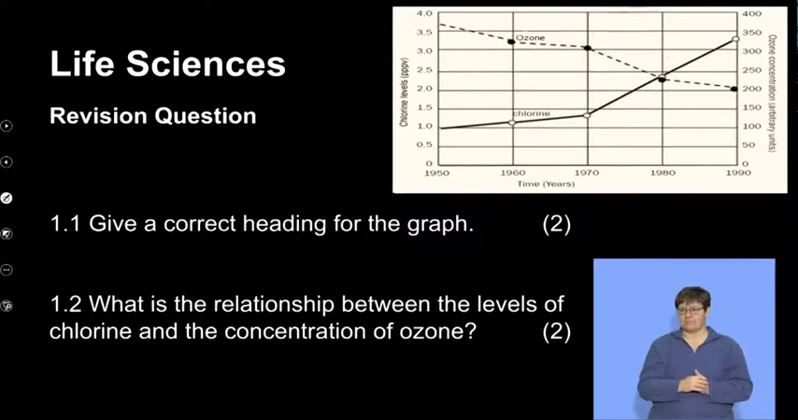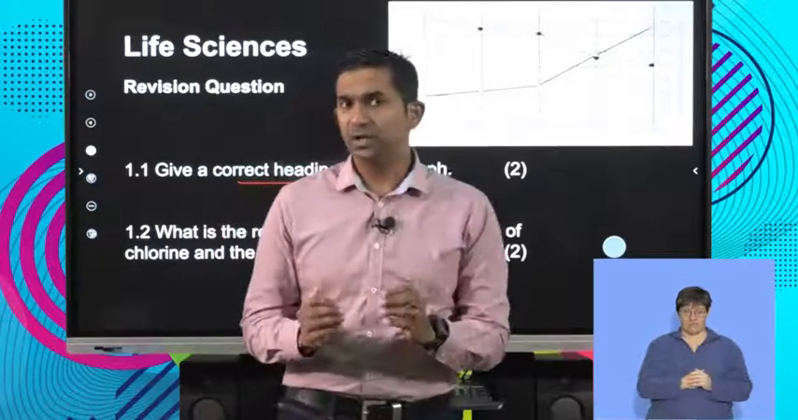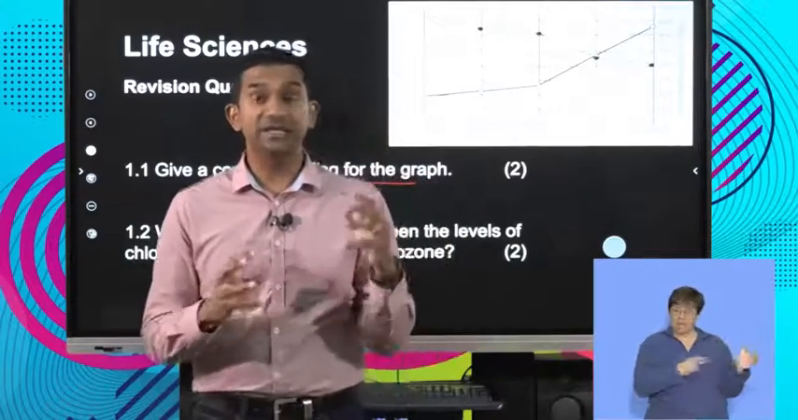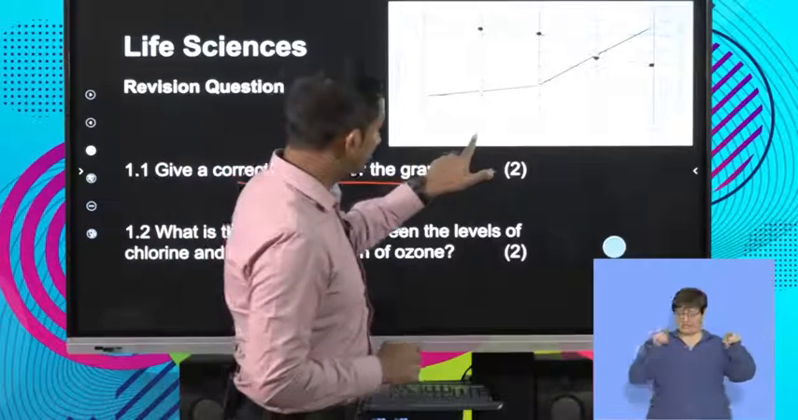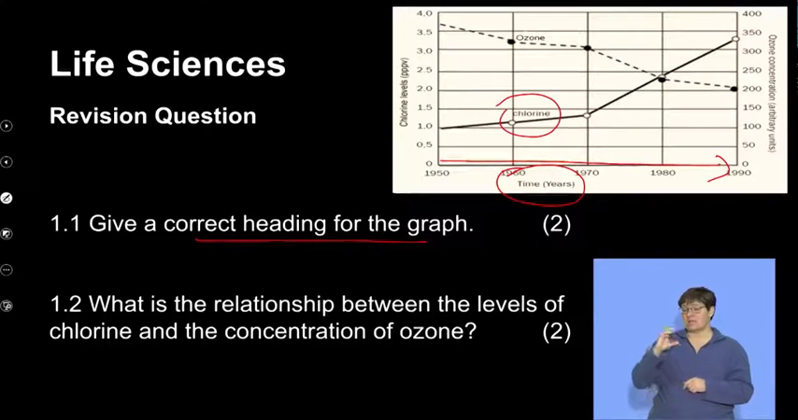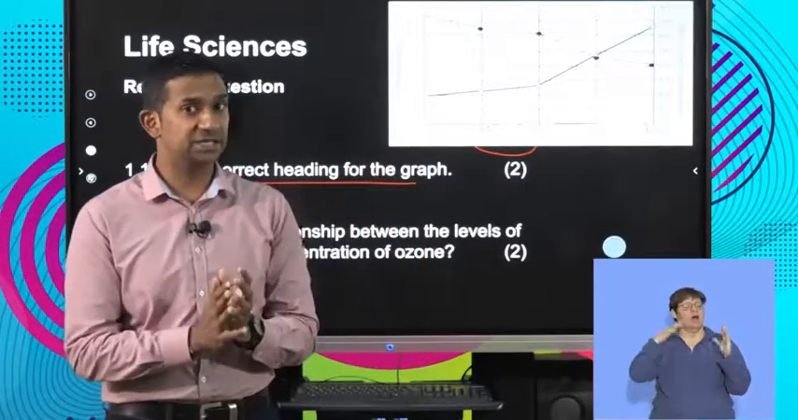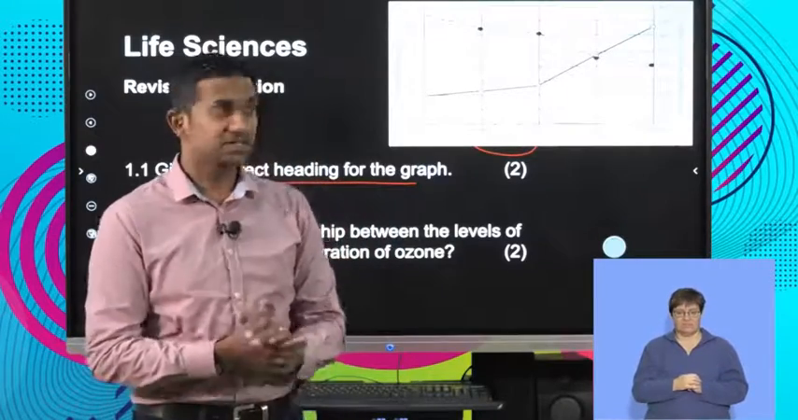The first question: give a correct heading for the graph. Guys, it's important that when you label a graph or a table, you clearly state what the independent and dependent variables are. In this case, we're obviously tracking levels over a period of time, and we're looking at chlorine as well as ozone levels. So let's try and put that into a decent heading that, when someone reads it, will have an indication of what the graph is actually depicting or illustrating. So let's try and put that together.